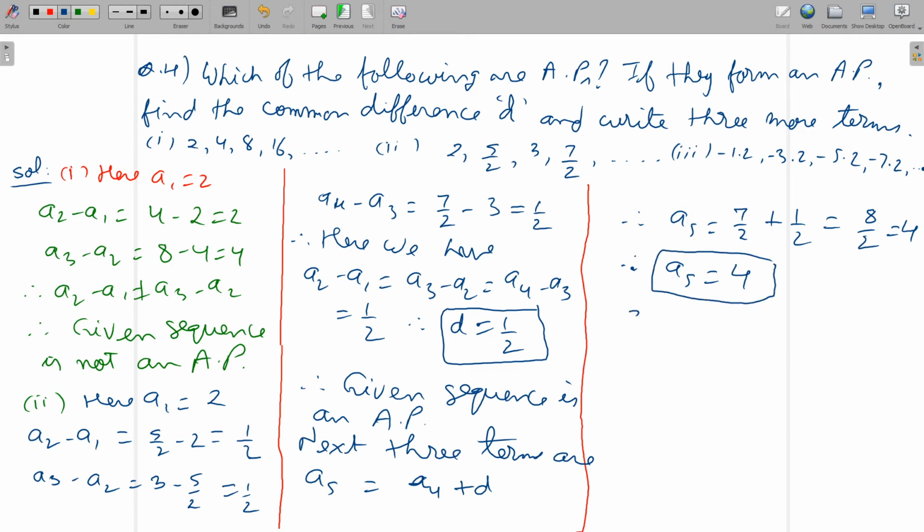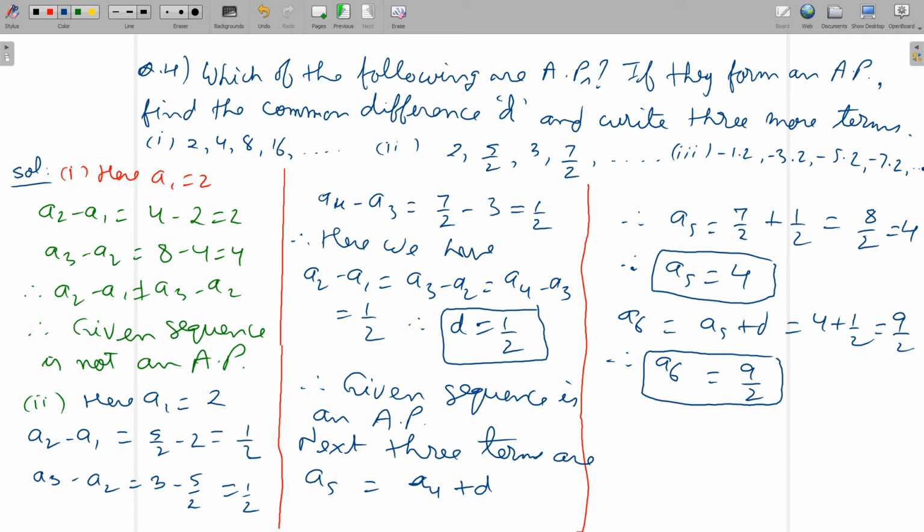Similarly, we will find A6. What is A6? To the fifth term you have to add the value of D. So that is 4 plus 1 by 2. 4 plus 1 by 2 is 9 by 2. Therefore, we can say that A6 is equal to 9 by 2.